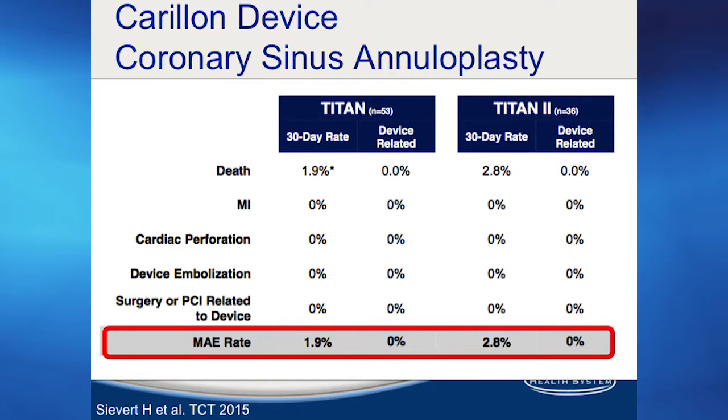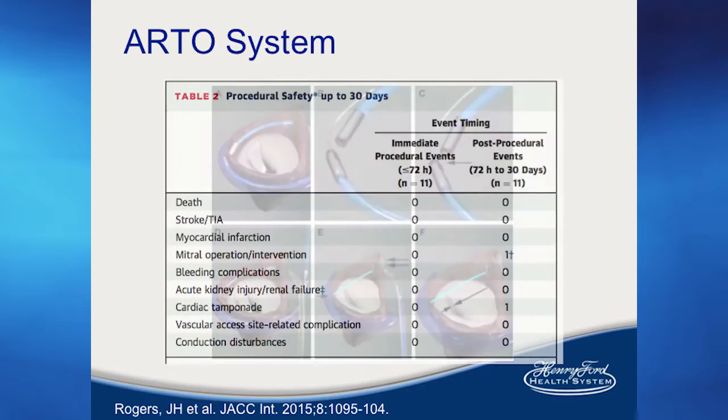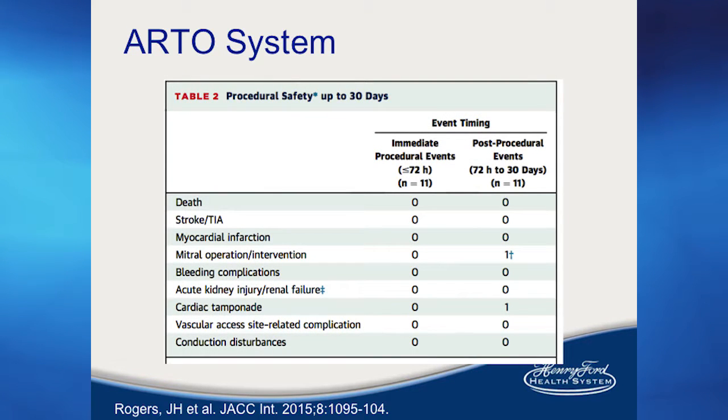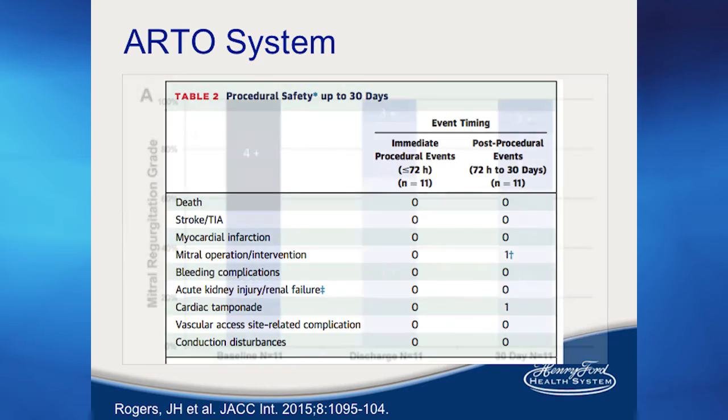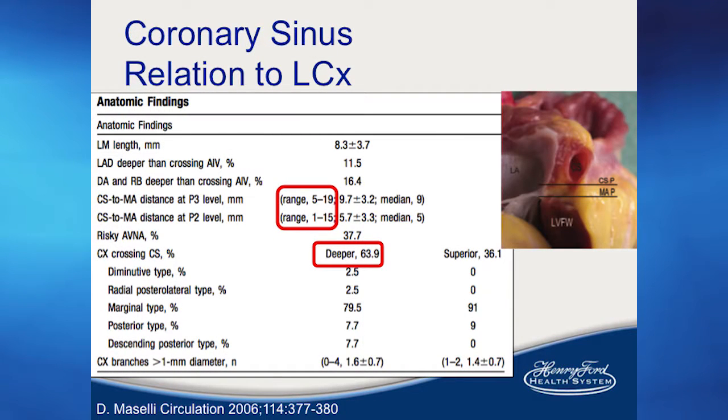What's tricky about this type of technology in the coronary sinus is there's a significant interaction of the left circumflex to the coronary sinus. This is just another system called the ARTO System. What it does is create a tether here, and it decreases the septal-lateral dimension so that it brings it in, but instead of in a round way, in a linear way. Their initial data of 11 patients showed reasonable results with reduction in mitral regurgitation in most patients. So it's still early data, and this is what I was talking about: the circumflex is deeper than the coronary sinus 60% of the time.